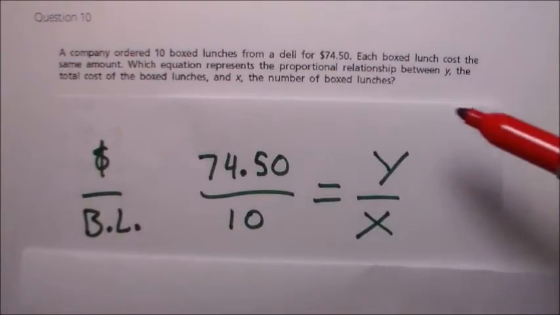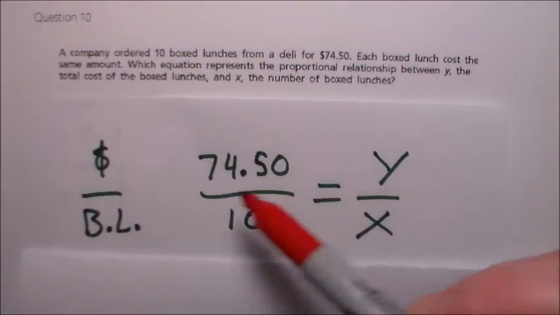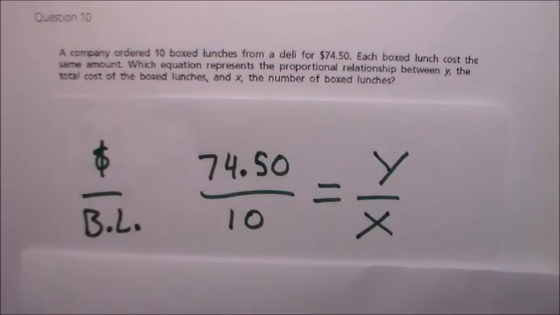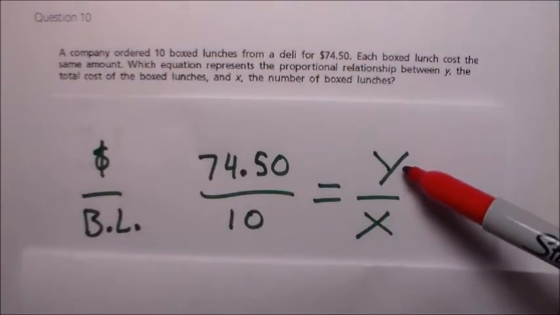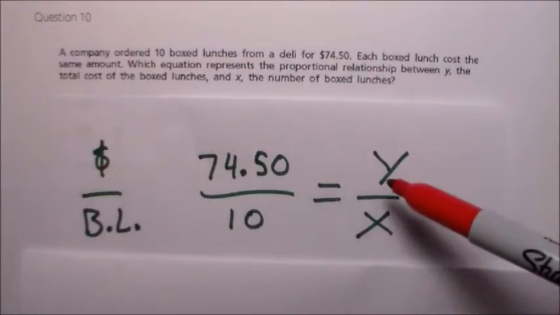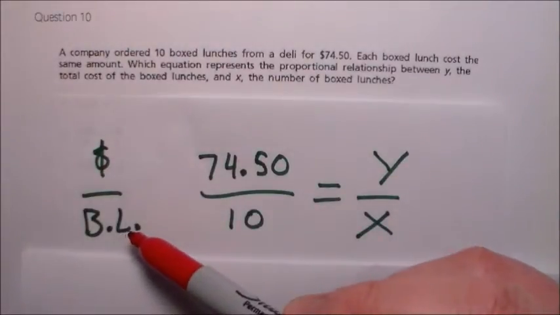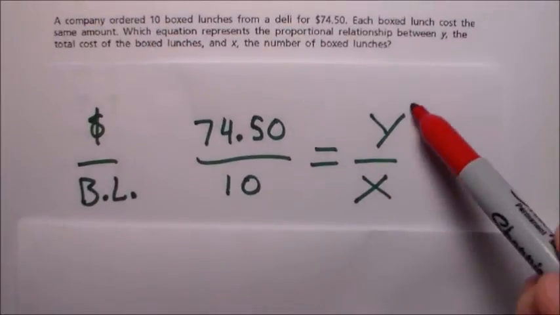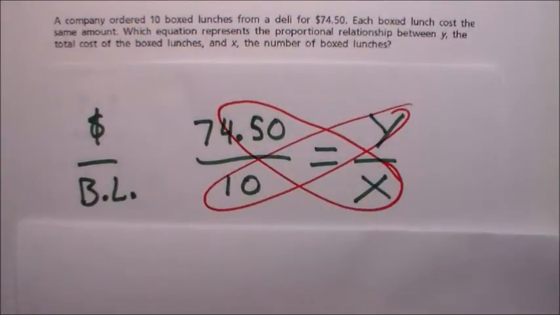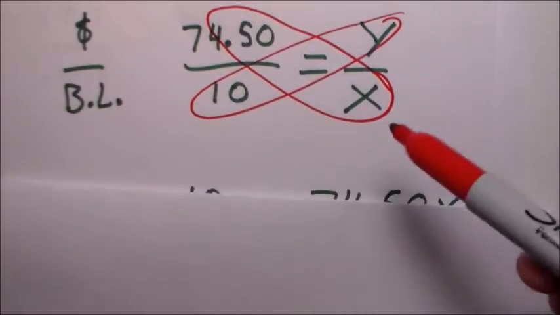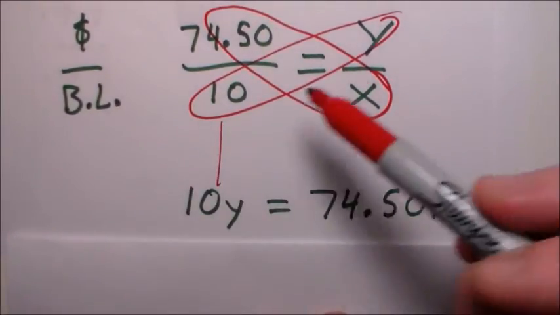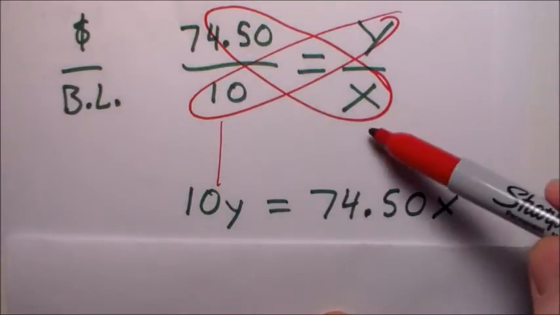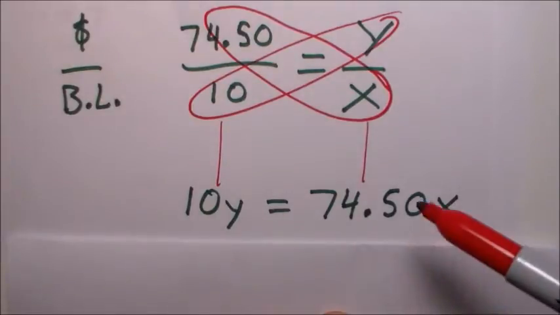Okay, so let's do $74.50. It says proportional relationship. Let's not be afraid of that. Let's just set it up. Dollars per box lunch. We have $74.50 per 10 box lunches. How much is Y, the total cost? So we have Y, total cost dollars on top, and number of box lunches X below. And what do we do now? Well, let's just do a little cross multiplication just like we always do, just like we're so good at. We do that, we have 10Y on this side, because 10 times Y is 10Y, and 74.50 times X is 74.50X.